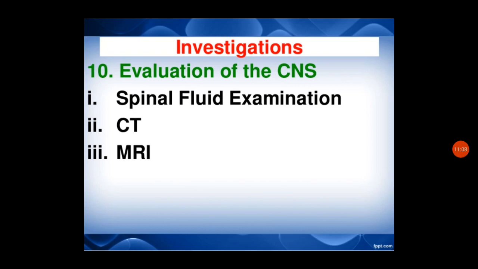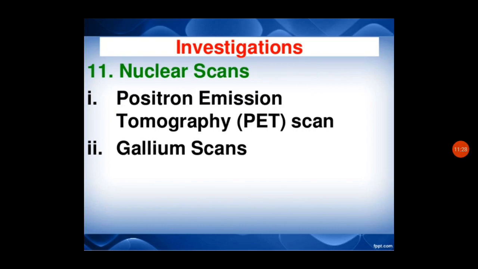Next is the evaluation of the CNS. We do lumbar puncture and the spinal fluid examination will be done to find abnormal lymphocytes. Then CT and MRI also can be done to find a mass in the brain and other areas.